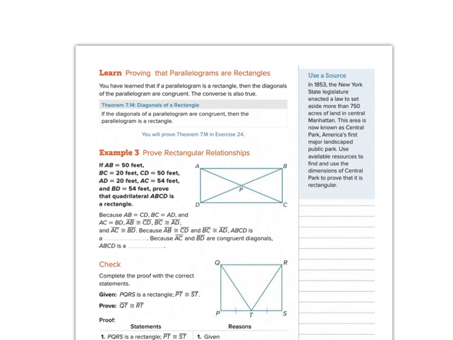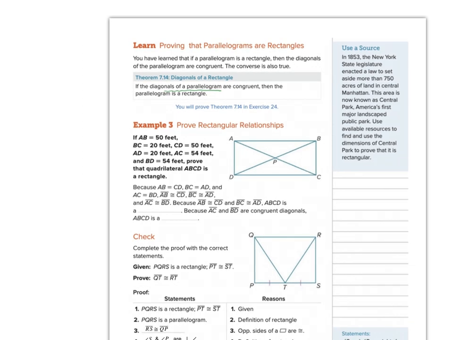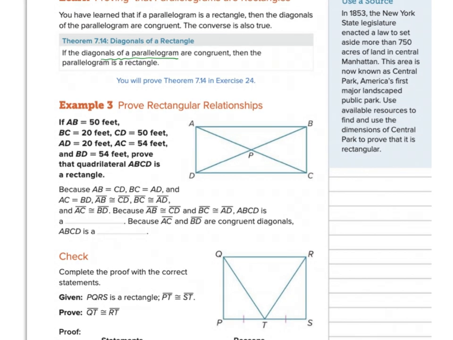If the diagonals of a parallelogram are congruent, then the parallelogram is a rectangle. Ta-da, that is the special thing that will get us there. So how can I prove that? We can use the distance formula. We can use the Pythagorean theorem. There's a lot of different ways for us to do that.